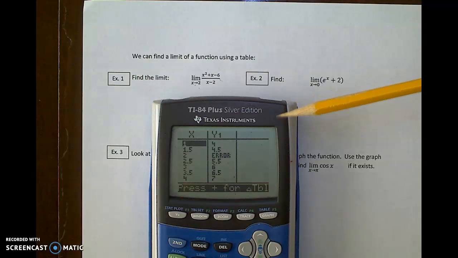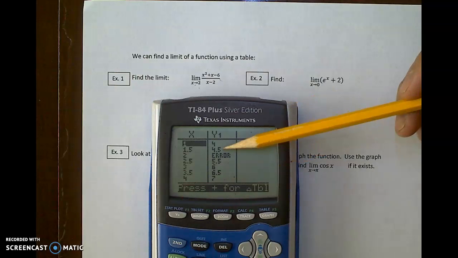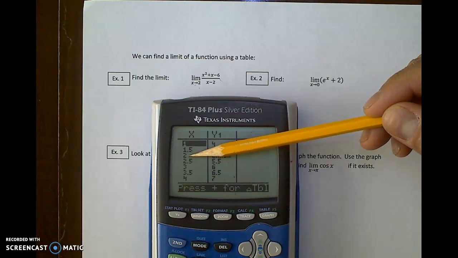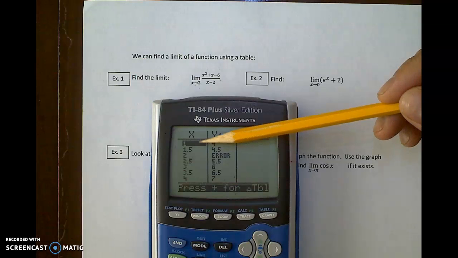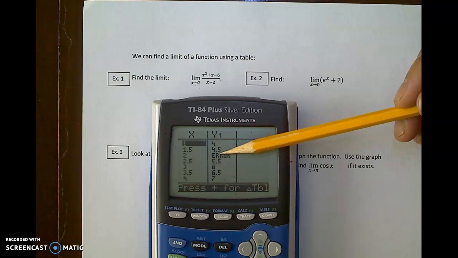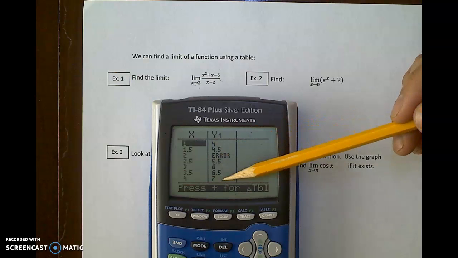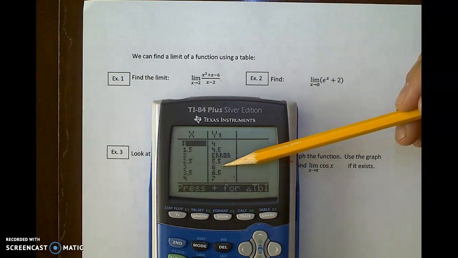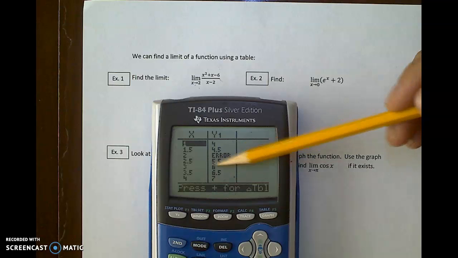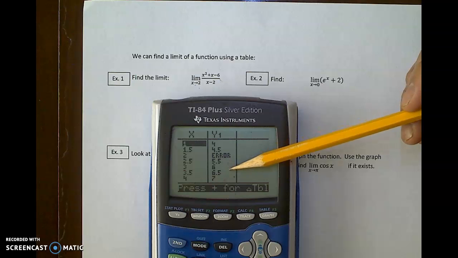So we want to look at this and ask, as we approach this x value of 2 from the left, meaning starting with the smaller values, where does the output look like it's headed? And approaching from the right, as we get closer and closer to 2, where is the output of this function headed? It looks like we're getting closer to 5 maybe, but we're not exactly sure.